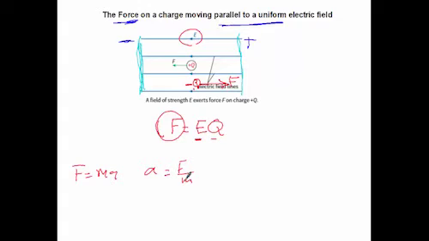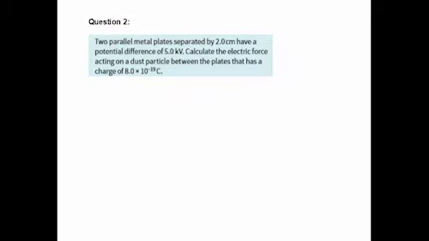Okay, now question 2. Two parallel metal plates separated by 2 centimeters. So we have 2 parallel metal plates separated by D, 2 centimeters, so it is divided by 100, 0.02 meters. Have a potential difference of 5 kilovolts.